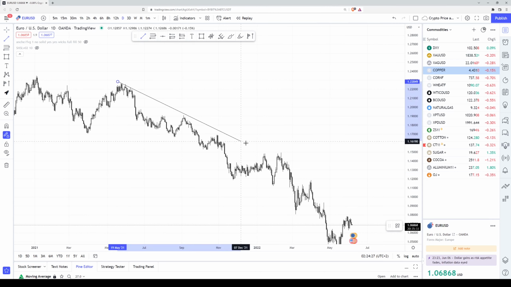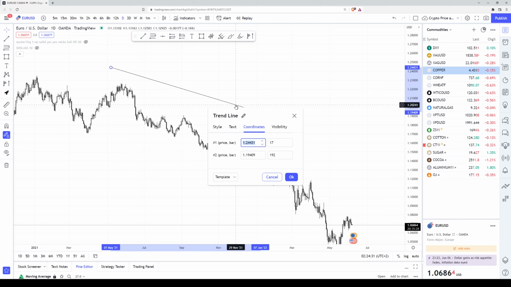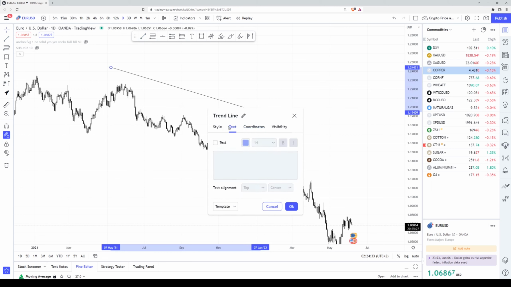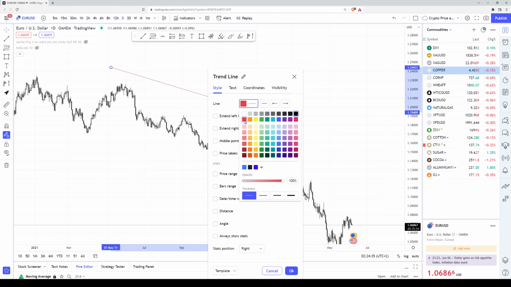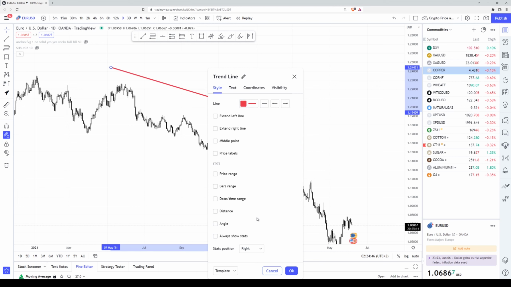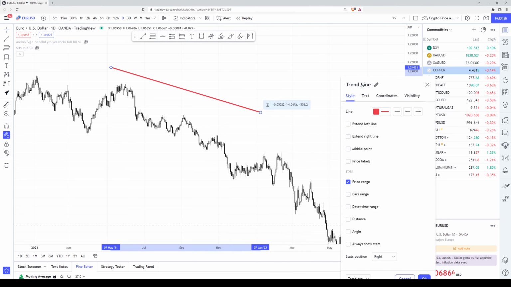And the good thing about making those trend lines is that it is possible to change them exactly as you want. So you can give it another color, you can make it thicker, you can give the color a lower opacity, so it's more transparent as opposed to the full color. And there are even some statistics that you can apply as well.